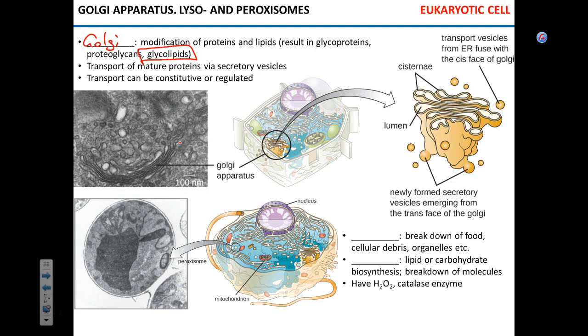Now, think about this. Rough endoplasmic reticulum makes proteins, but they're not quite ready yet. These proteins are packaged into the vesicles and go into the Golgi, where they fuse with the Golgi apparatus and proteins being modified. Now you have proteins ready to work. Where do they go? Proteins from Golgi complex, where do they go?